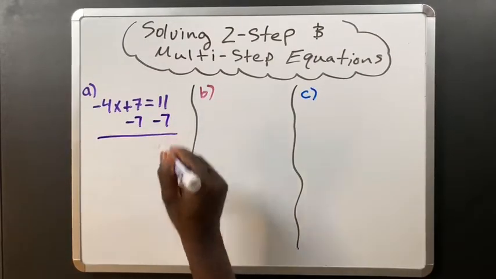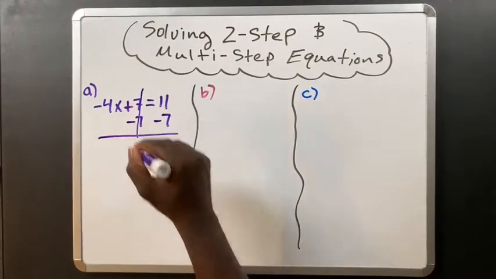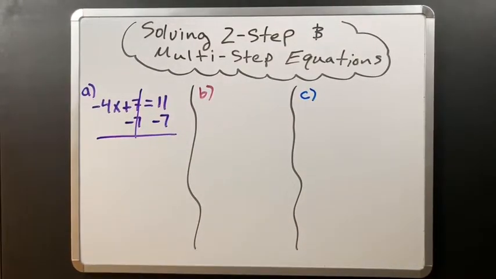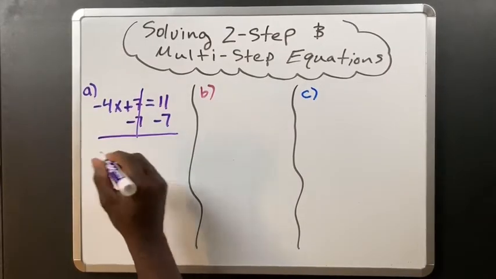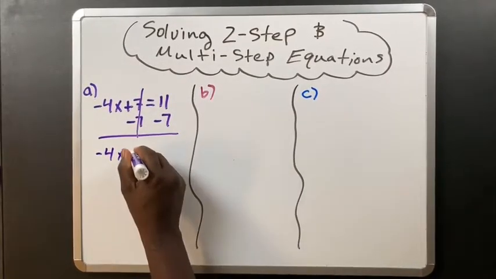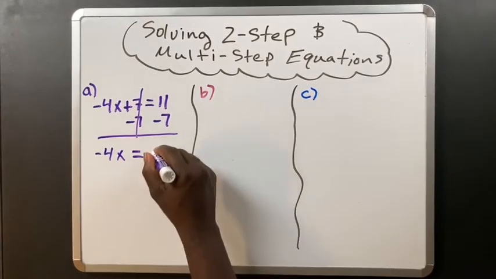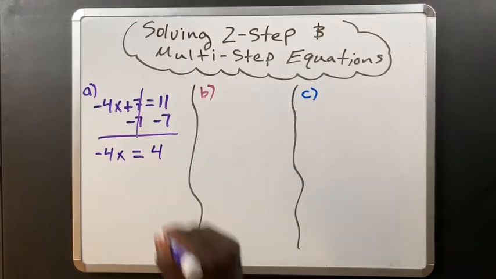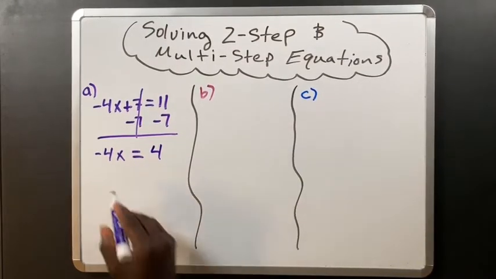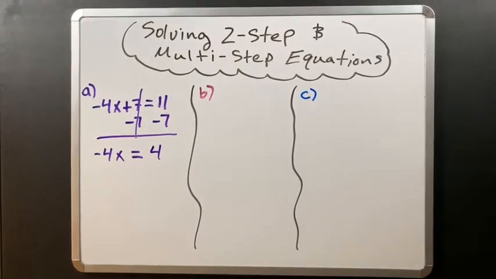Draw our line, and then we add down. So I'm going to cross that out because 7 plus a negative 7 is 0. Go back to the left, bring down the negative 4 times x. Bring down equals, and then 11 plus negative 7, or 11 minus 7, is going to give you 4. All right, now I'm going to go ahead and write this step again. So our first step is the subtraction property of equality.